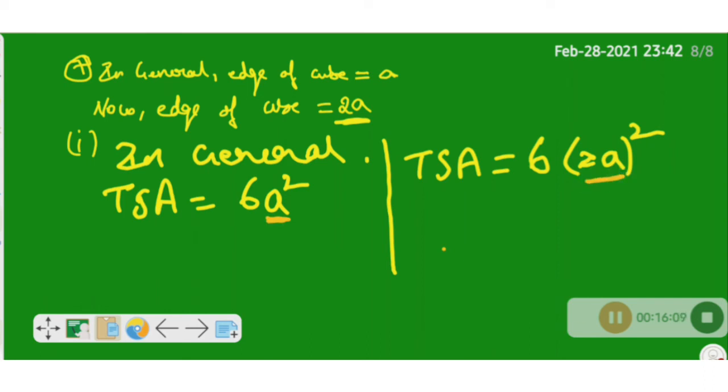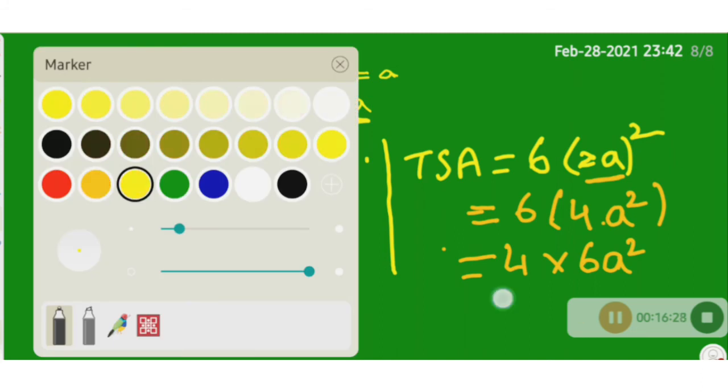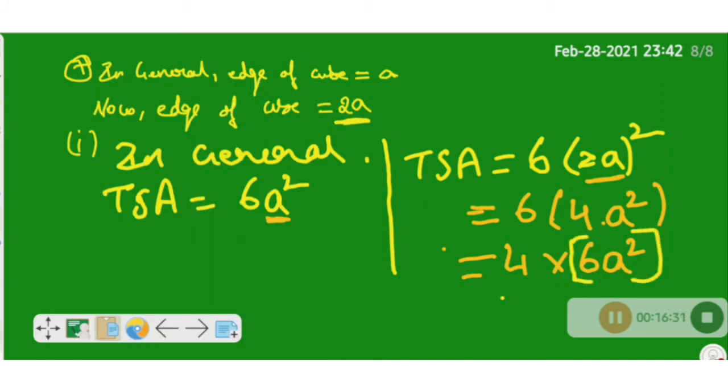Are you getting it? The side is double, so this a is double, 2 times, you have to take 2a. Now if you find its surface area, it's going to be 6, 2 square is 4, a square is a square, and 6 into 4, can I write it as 4 into 6? Just doing some rearrangement, right?